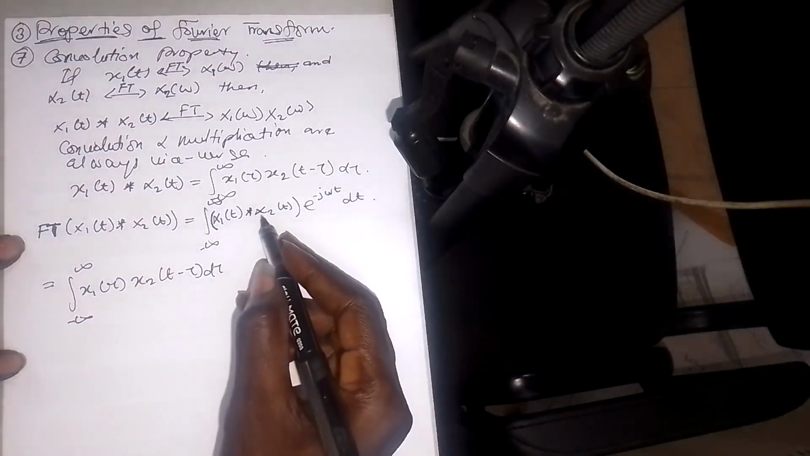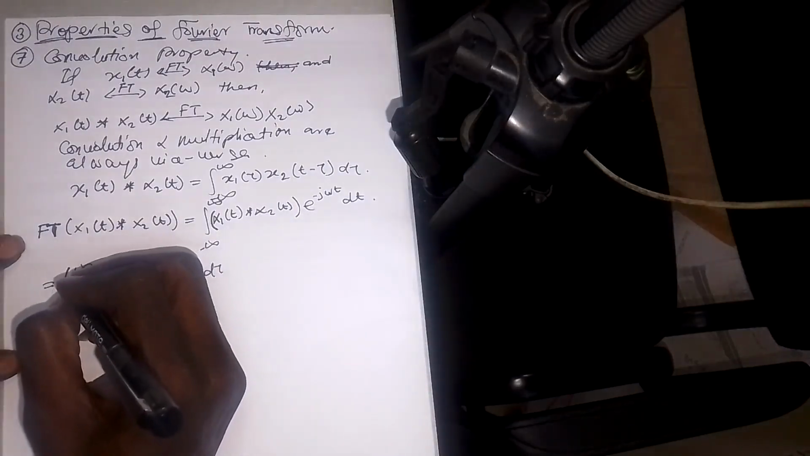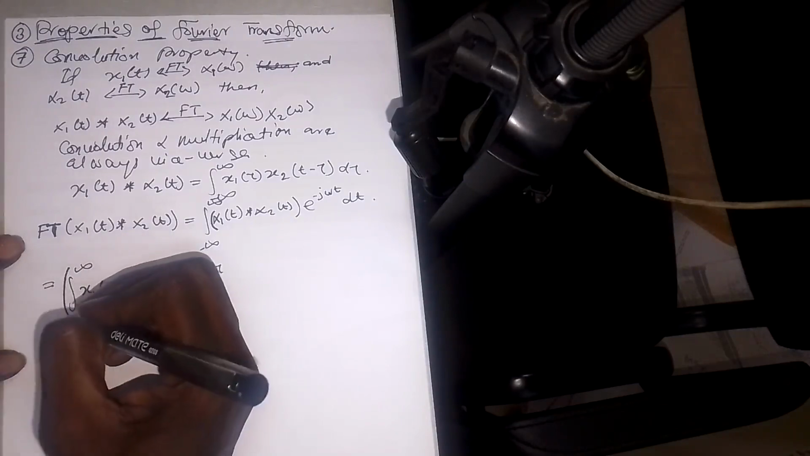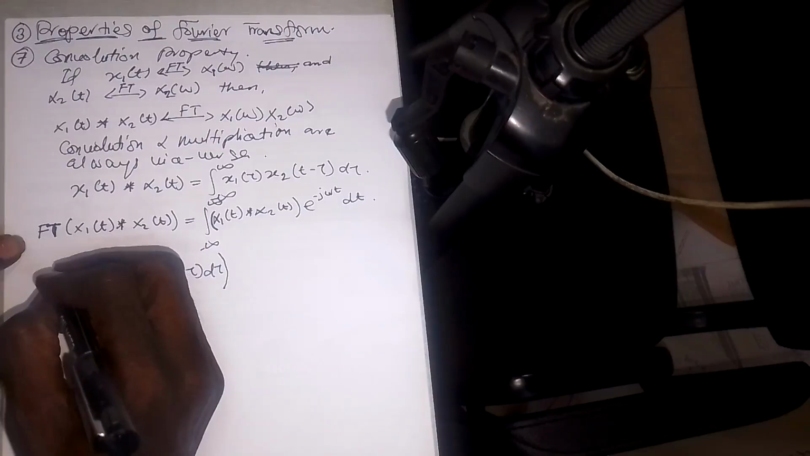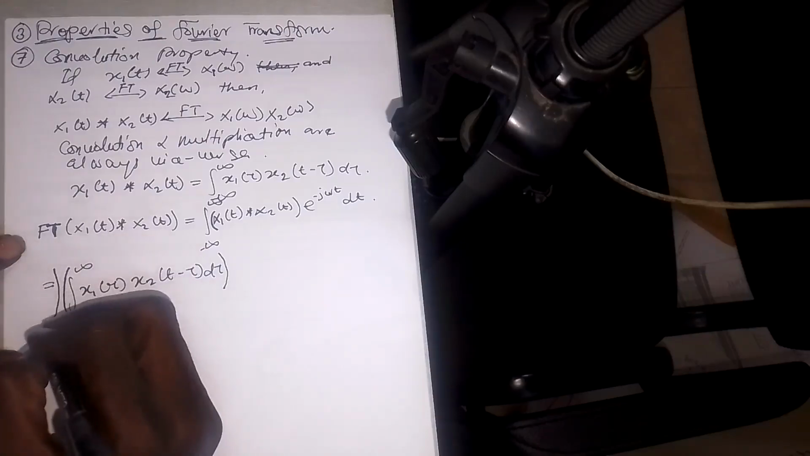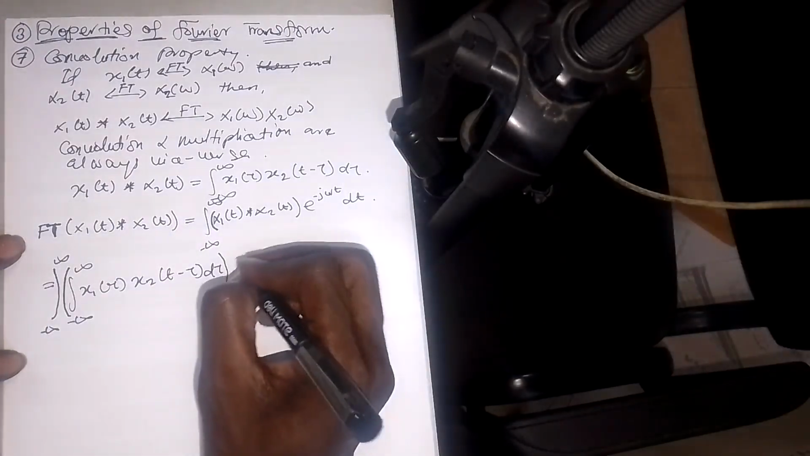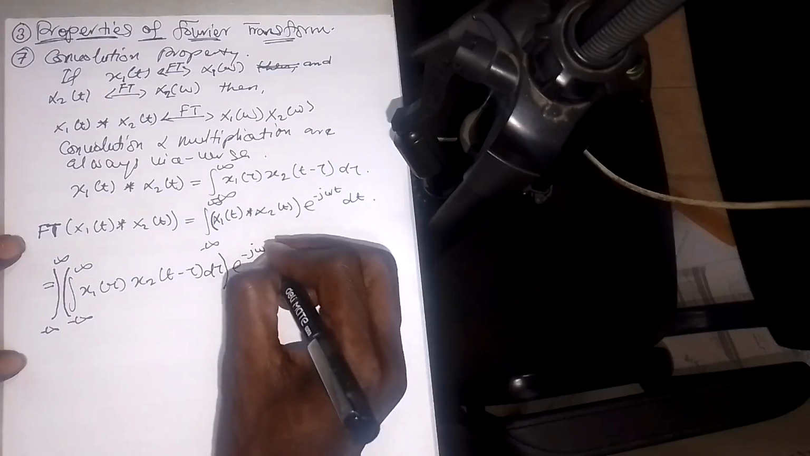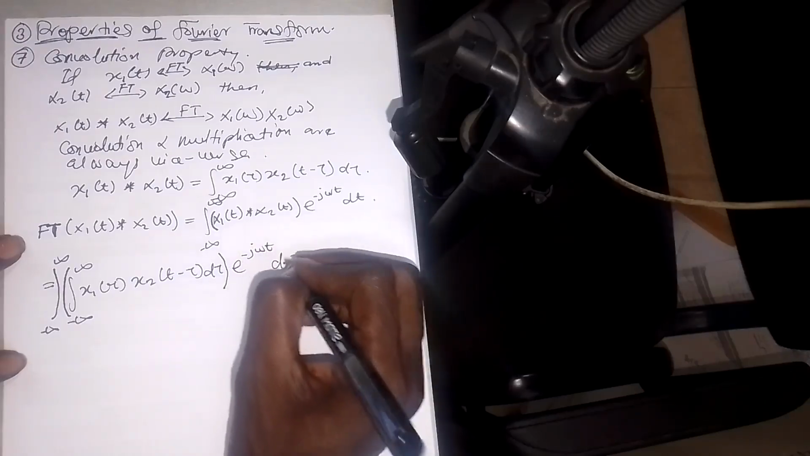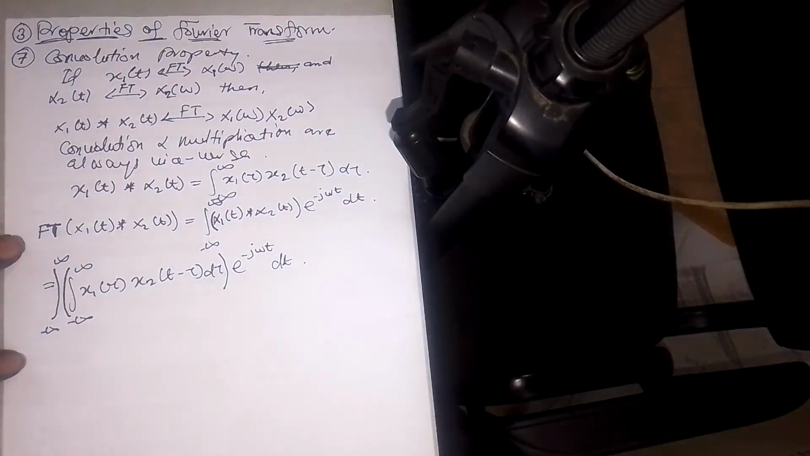But I also have to do the Fourier transform for it. So I must do another integration, from minus infinity to infinity, with e to the minus j omega t, dt. Basically that's what I'm going to have.